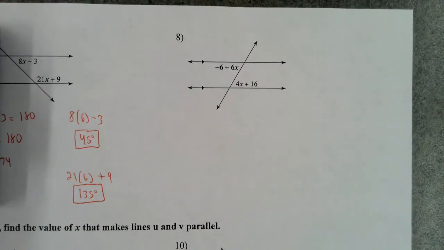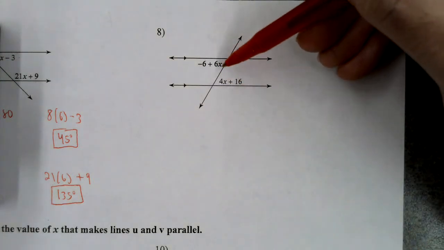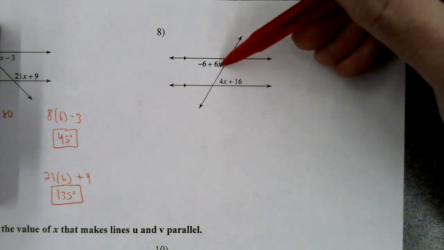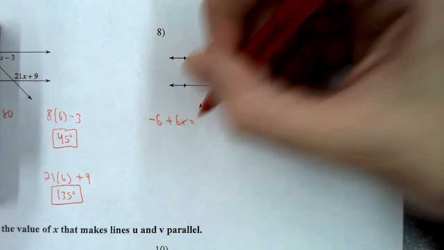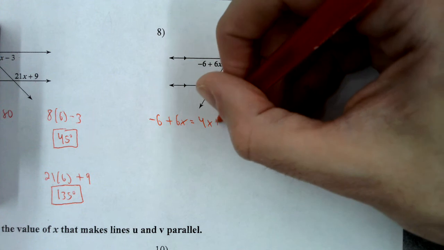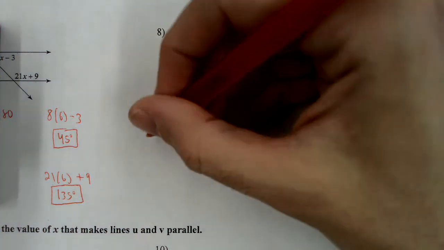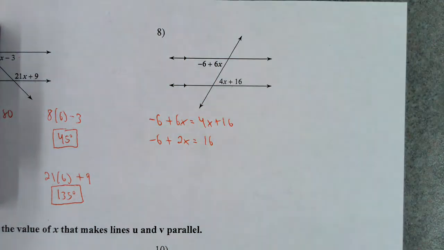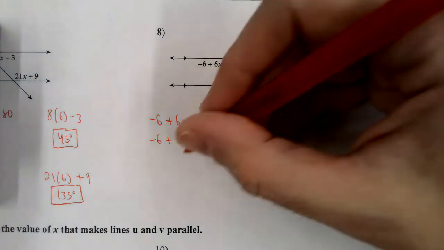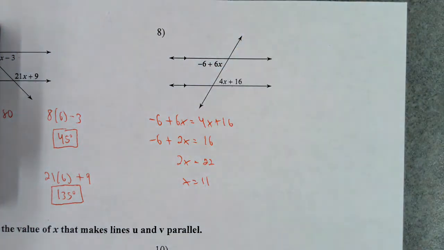Okay, number 8. These are alternate interior angles. So it means that they are congruent. So negative 6 plus 6x equals 4x plus 16. Subtract 4x on each side. Negative 6 plus 2x equals 16. Add 6. 2x equals 22. X equals 11.